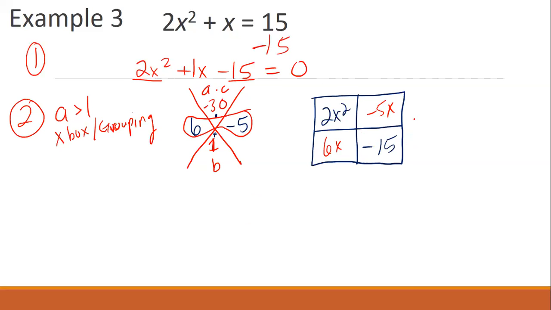Once you're in X box, all you're doing is finding the greatest common factor of every row and every column. So the first row, what is their GCF? 1x. Second row, what is their GCF? 3. First column, what is its GCF? Perfect. Second column, what is its GCF? Perfect. So therefore, our factors are the outside, x plus 3 and 2x minus 5.